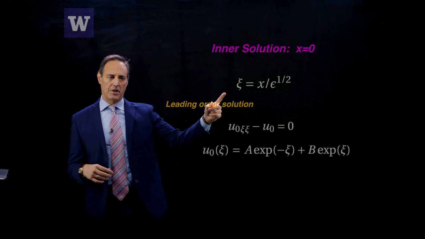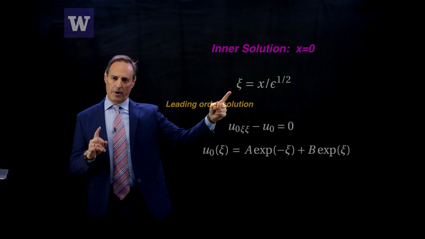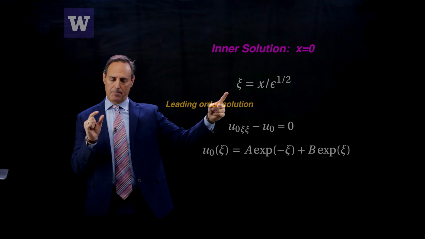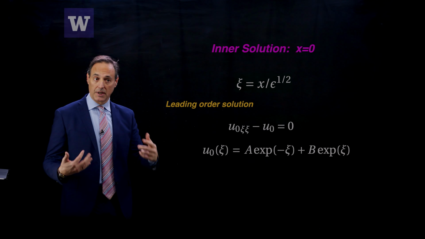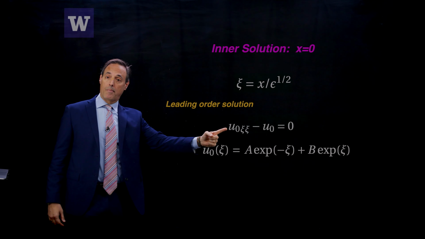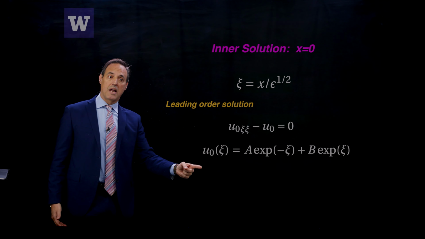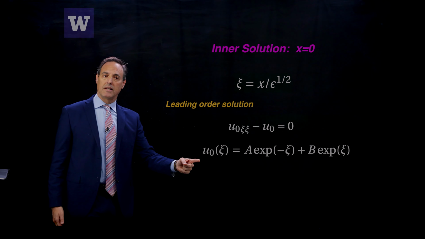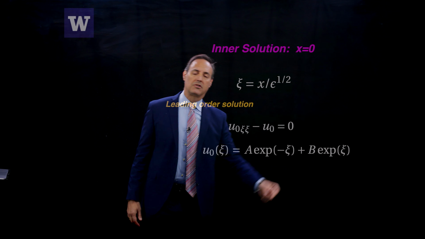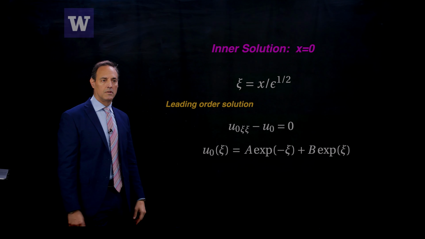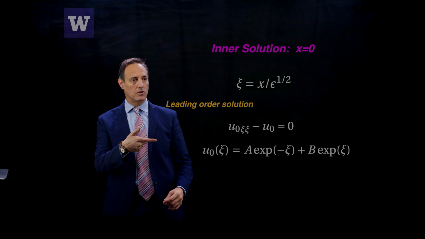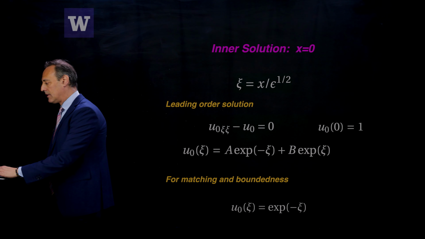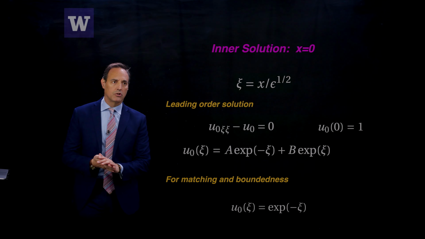The inner solution at x equals 0. Well, remember, we're going to scale with a thickness epsilon to the 1/2. So c is x over epsilon to the 1/2. Plug that in. Here's your leading order problem. I didn't give you the solution last time, so I'm going to give it to you now. Your solution is this here: A e to the minus c plus b e to the c. Pretty simple solutions. There you go. So I have an inner solution, and I already got the outer solution. This is one of the inner solutions near x equals 0. Let's get the other inner solution.